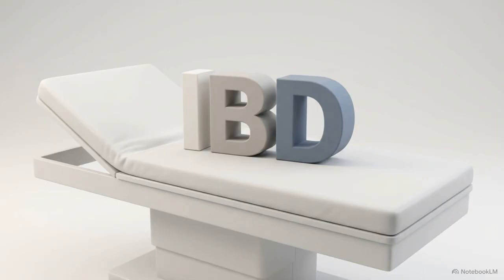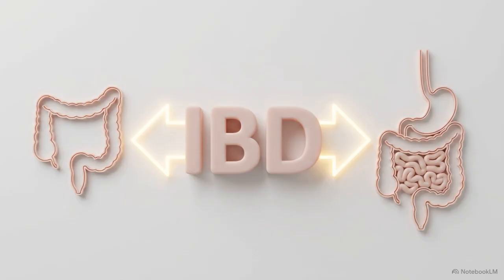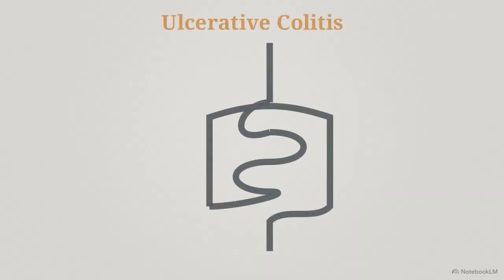In gastroenterology, we see this exact principle in inflammatory bowel disease. IBD is a spectrum divided into ulcerative colitis and Crohn's disease. This map of the GI tract shows their macroscopic anatomical distribution. Ulcerative colitis is strictly continuous, spreading proximally from the rectum. Crohn's disease, however, creates randomized skip lesions anywhere from the mouth to the anus.